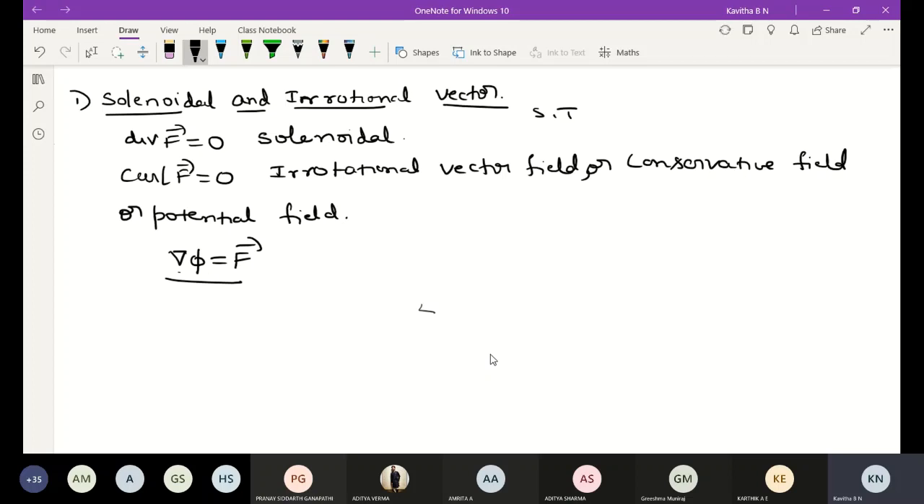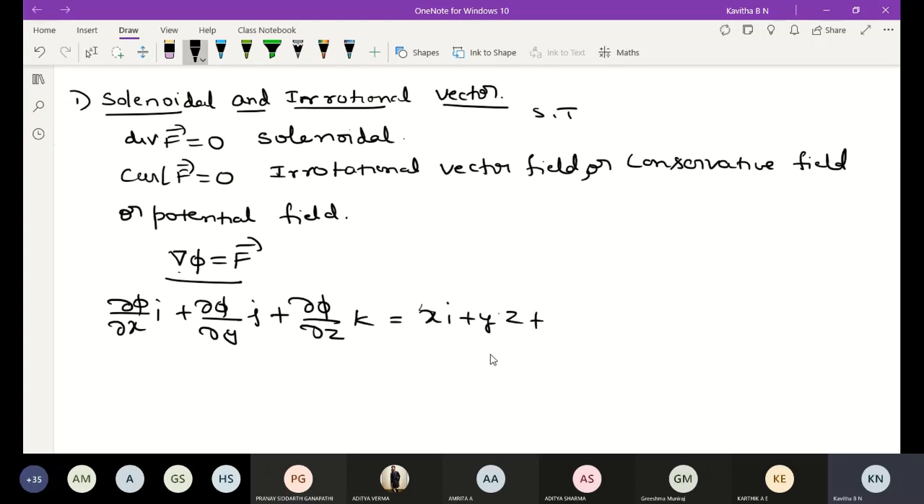Nabla phi is equal to f vector. Then nabla phi means del phi by del x i plus del phi by del y j plus del phi by del z k. F vector we are writing as xi plus yj plus zk. Then we have to compare. Here we have to equate, means equate the i and i, j and j, and k and k.